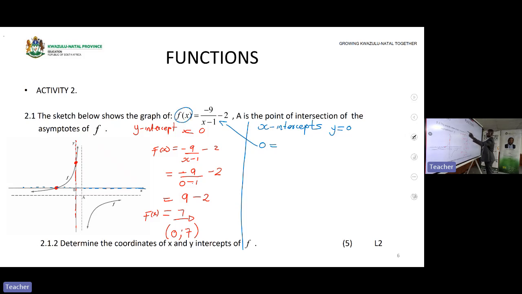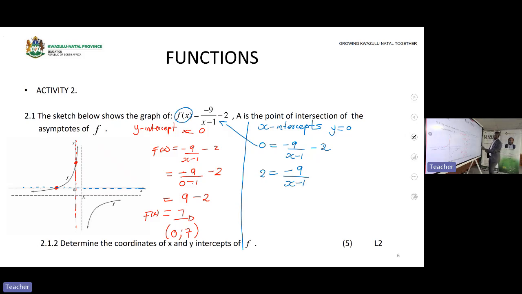Our equation is y equals -9 over x minus 1, minus 2. So y will then be 0. Then we have 0 equals -9 over x minus 1, minus 2. And then we solve for x. We then transpose our -2. It will be positive. We move -2 to the other side. It will be +2 equals -9 over x minus 1.